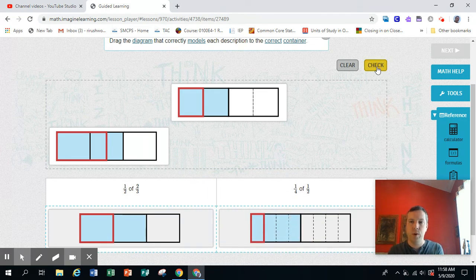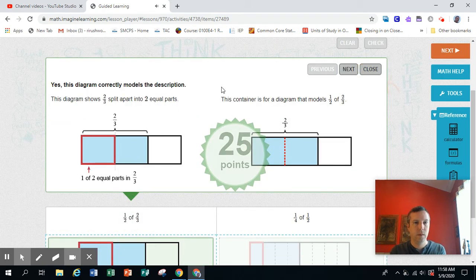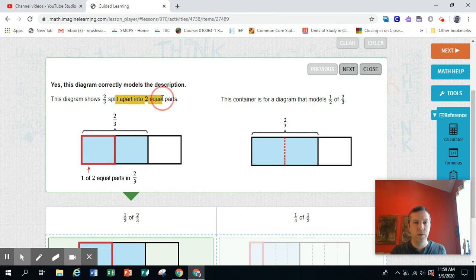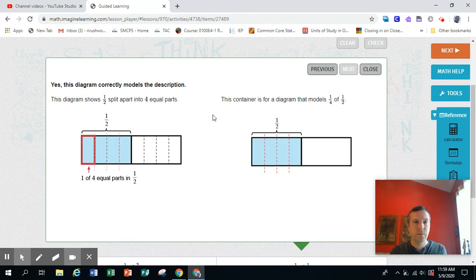Let's see what happens when we press check. Yes, this diagram correctly models the description. This diagram shows 2/3 split apart into 2 equal parts. So there's 2 parts, and one of them is outlined. Next. This diagram shows 1/2 split apart into 4 equal parts.